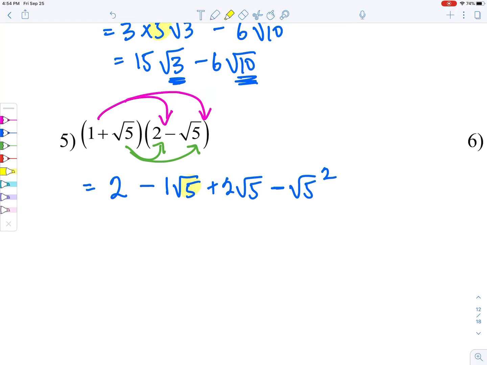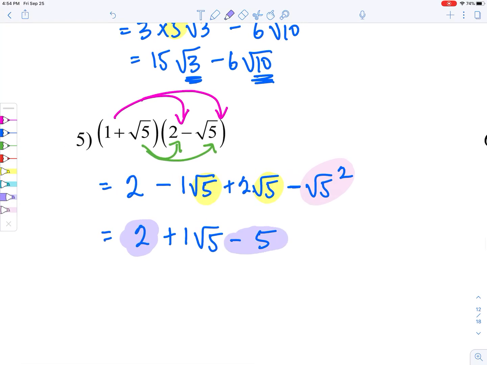I notice that these both have the guts of root 5. So that's minus 1 root 5 plus 2 root 5. I end up with plus 1 root 5. I also notice that I've got the square of a square root. So those cancel each other out and just leave me with 5. And now I can still combine the 2 and the minus 5. Collect like terms. So I get minus 3 plus, and I'm not going to write that 1, I'm just going to write minus 3 plus root 5. And we'd stop there.